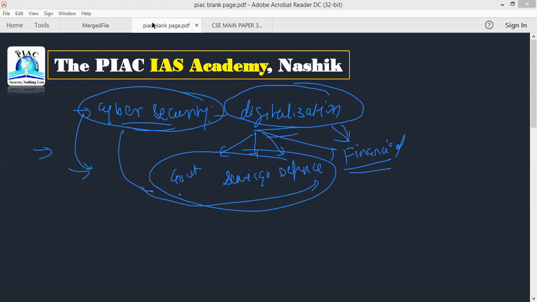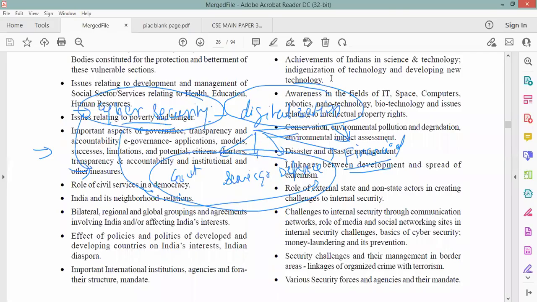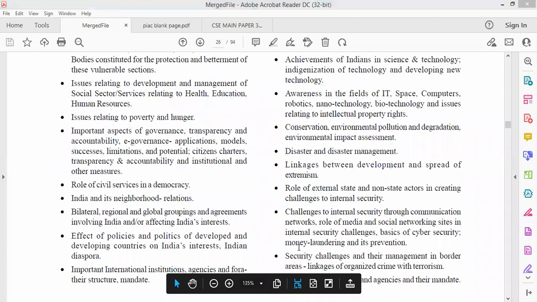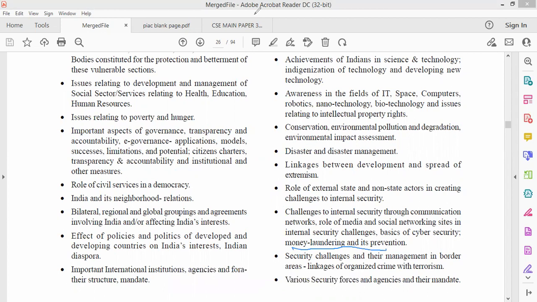Okay, so this is related to cyber security. Then come to money laundering. This is the Money Laundering Act and its prevention. Here money laundering is considered a crime in India.